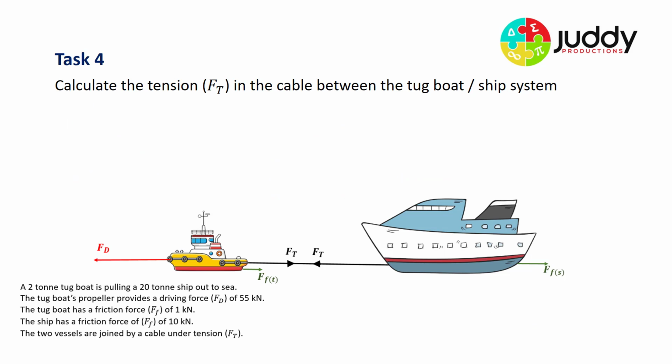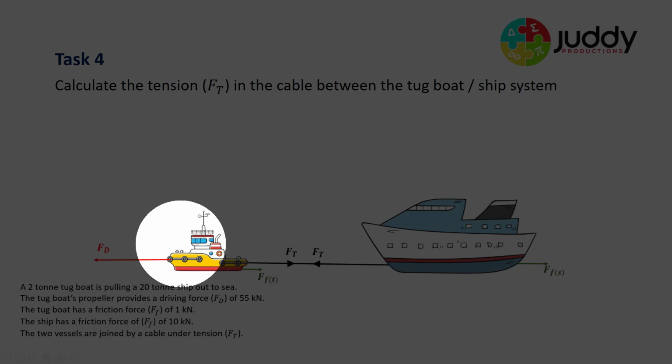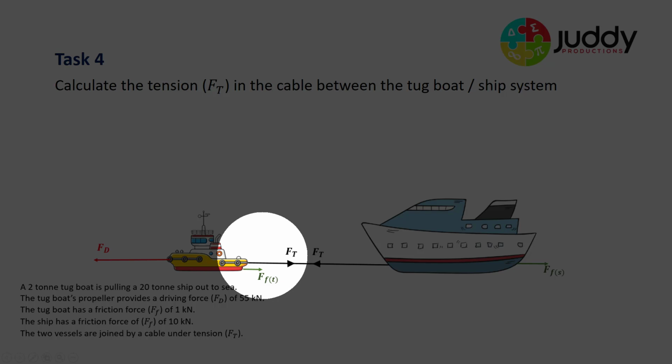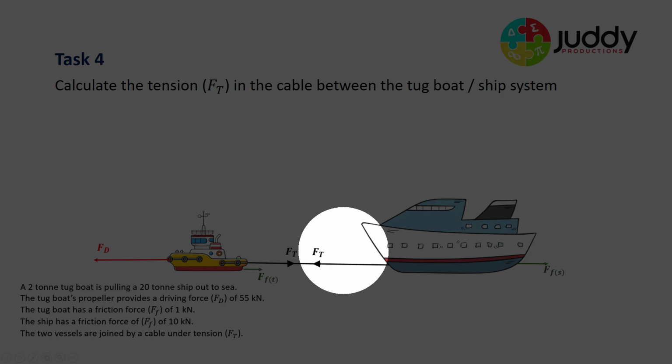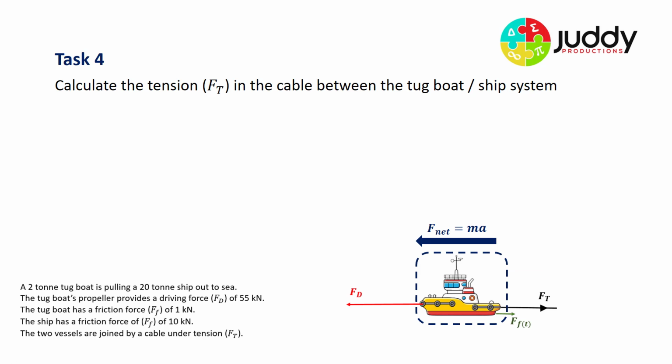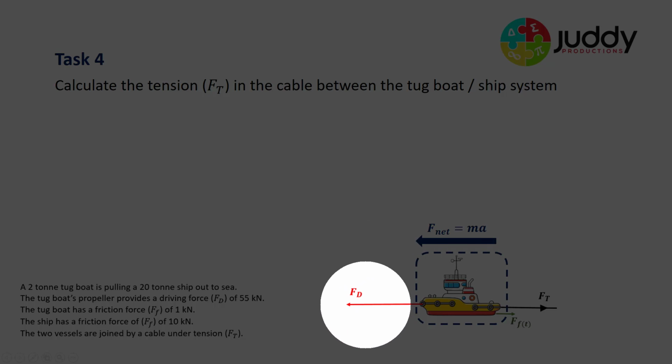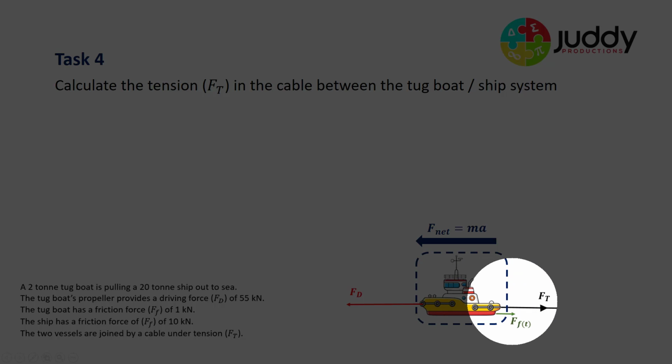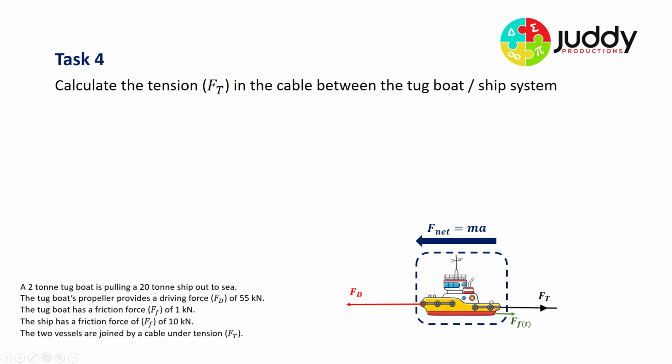We could also have approached this problem by focusing on the forces associated with the tugboat, because it too has the tension force, which is equal to the tension force being generated by the ship. So let's repeat this calculation and consider the tugboat. So here's our diagram. The net force again is to the left. That's being generated by the driving force of the propeller and being opposed by the tension in the cable and the frictional force of the tugboat.